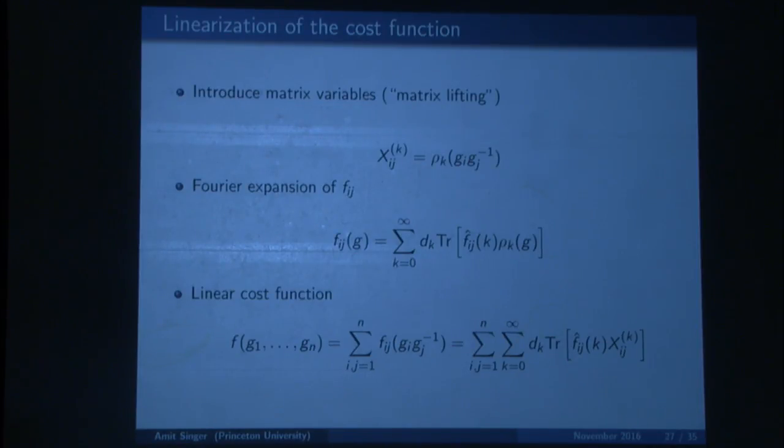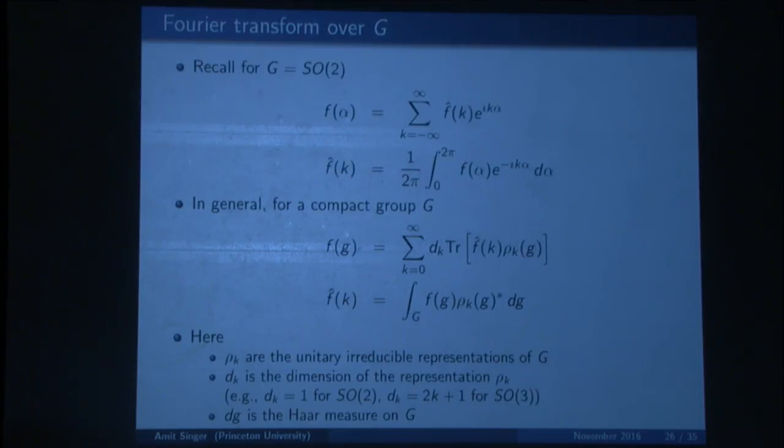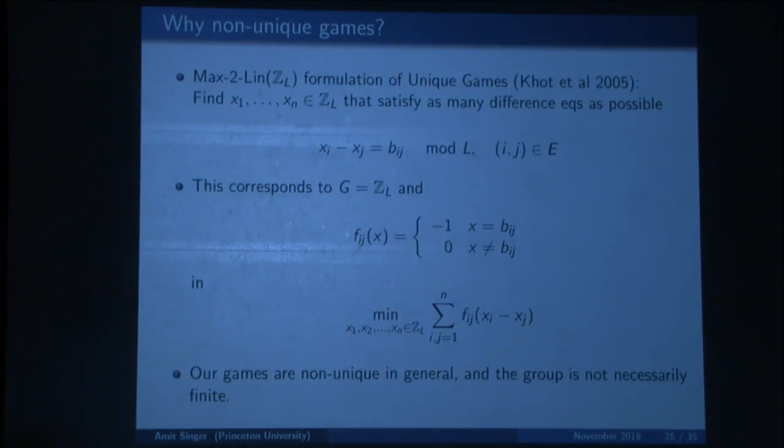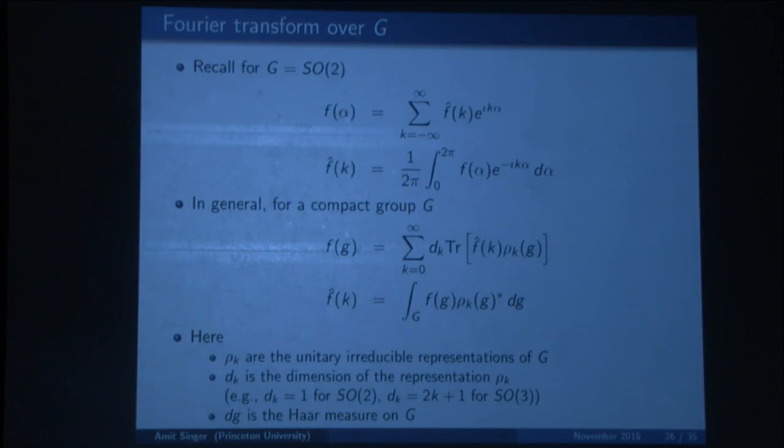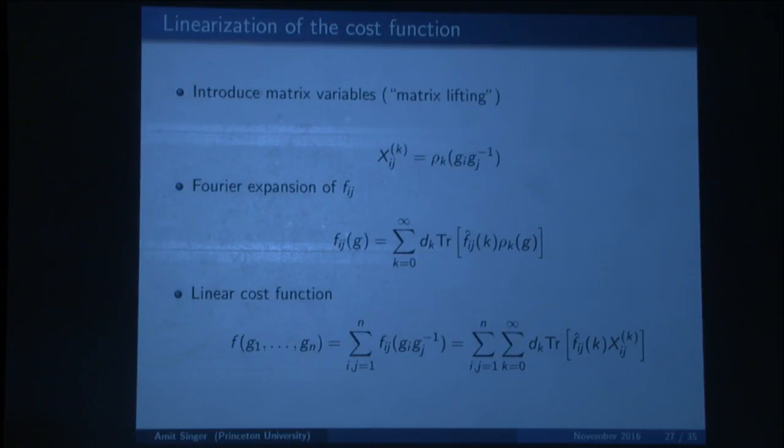Okay, so how do we go about solving this problem? Solving this optimization problem is difficult for me, maybe also for you. So I'm going to linearize it. That was why I'm introducing the Fourier transform. And to linearize, I'm furthermore going to do the trick of matrix lifting. Though we have only n variables, I'm now going to do n squared variables.